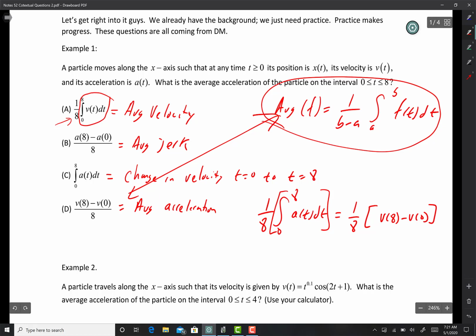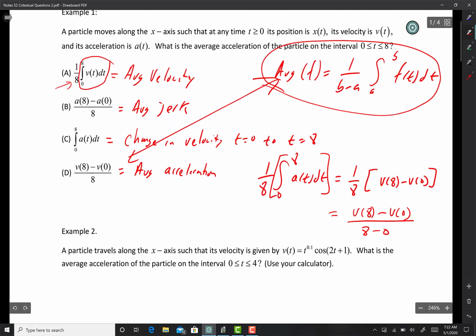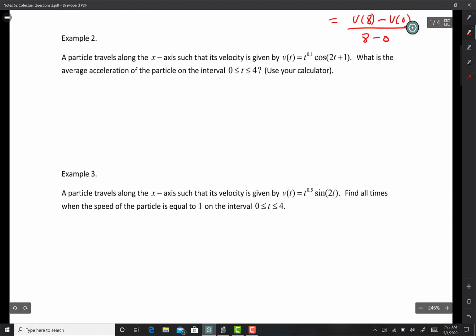So you can already see there, when I multiply those two, v of 8 minus v of 0 divided by 8 minus 0. So there it is, guys. And yes, I recognize that that's your average rate of change. So that is your average acceleration because you have change of velocity divided by time, which by definition is average acceleration. So hopefully that made sense to you guys. I think it's beautiful. Let's keep going.